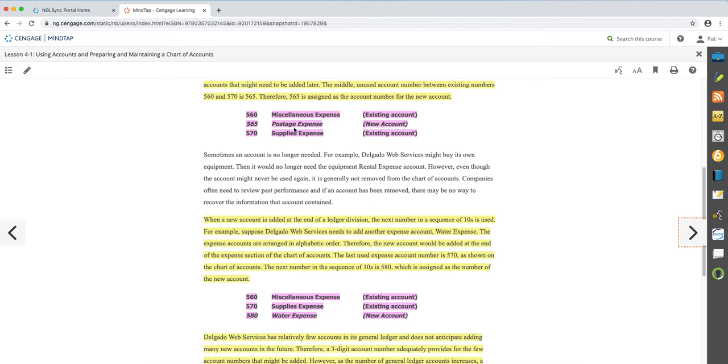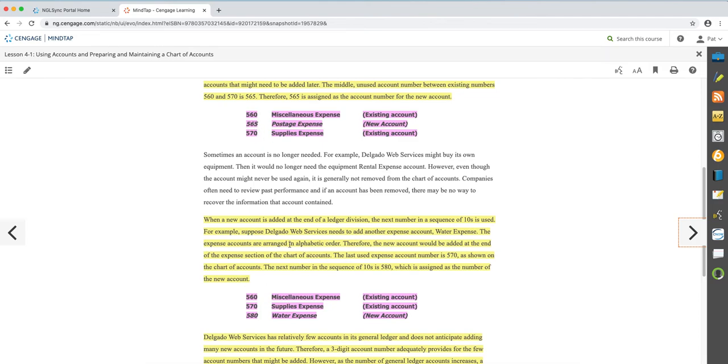Now there's all sorts of exceptions. Don't worry about that right now. All you want to do is know that the expenses are listed alphabetically. There are 500 accounts. If a new one is supposed to be put in the middle of 2, put it in the middle and put the number 565 or 545 or 525, whatever that number might be.